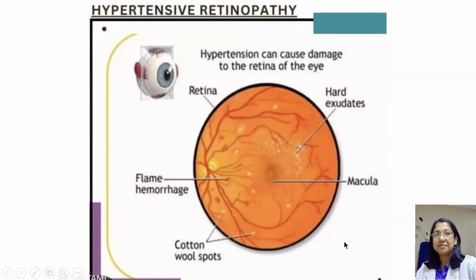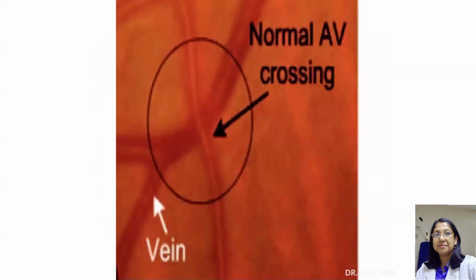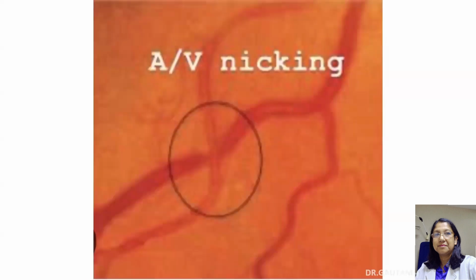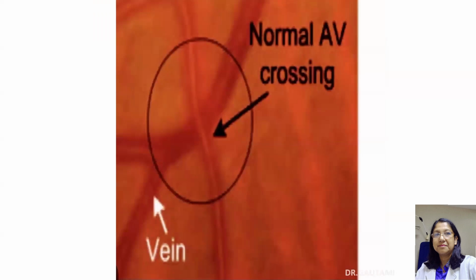In case of hypertensive retinopathy, vessels are narrowed, nicking of vessels at AV junction, arteriovenous crossing junction. This is normal crossing and this is AV nicking, arteriovenous nicking. Normal crossing means here artery is crossing the vein. This one is artery, sclerosed.